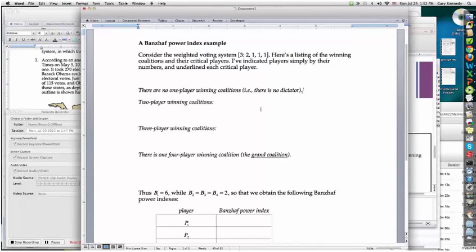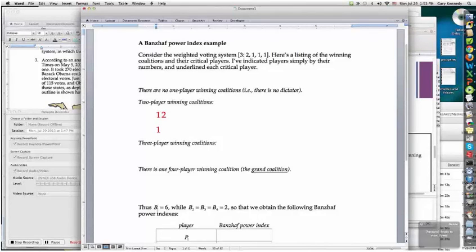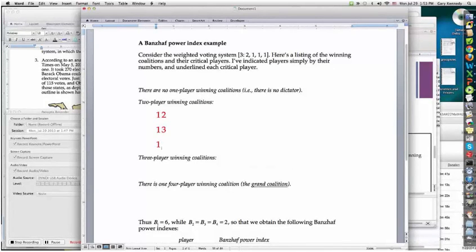All right, let's list the 2-player winning coalitions. And let's start with the first 2 players, player 1, player 2. That's certainly a winning coalition. There are 3 votes. And player 1 together with player 3, again, that's 3 votes, so that's a winning coalition. Player 1 and player 4, and they have 3 votes.